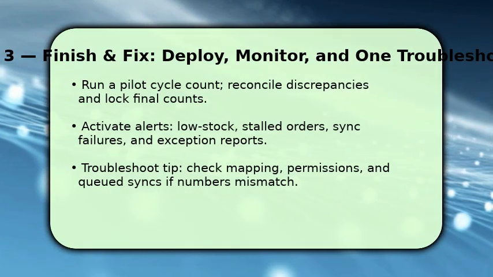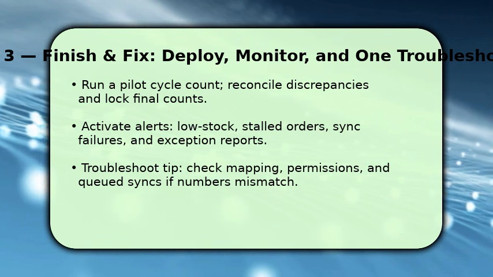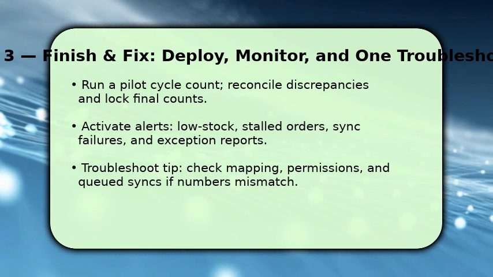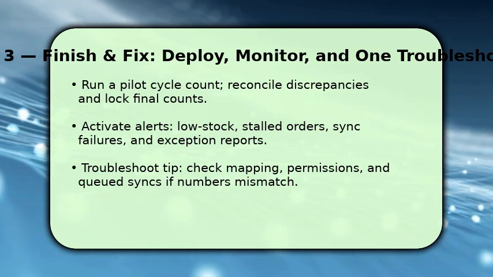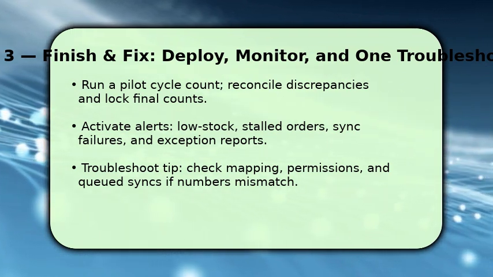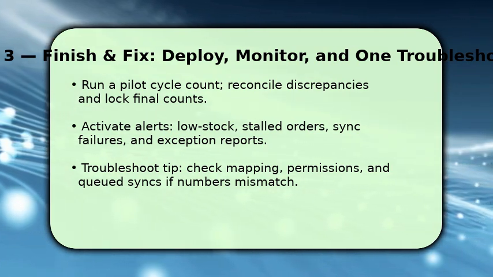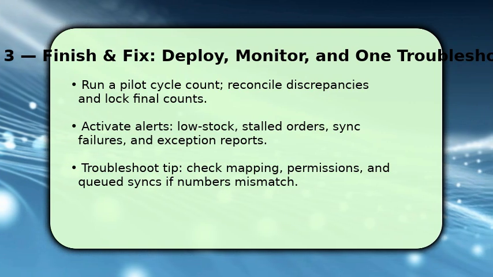Cycle count a subset of SKUs, reconcile differences, and lock final counts so opening balances are correct. Then enable live alerts for low stock, stalled orders, and sync failures so you see exceptions immediately. Once live, monitor queued integrations and audit logs for unexpected changes.